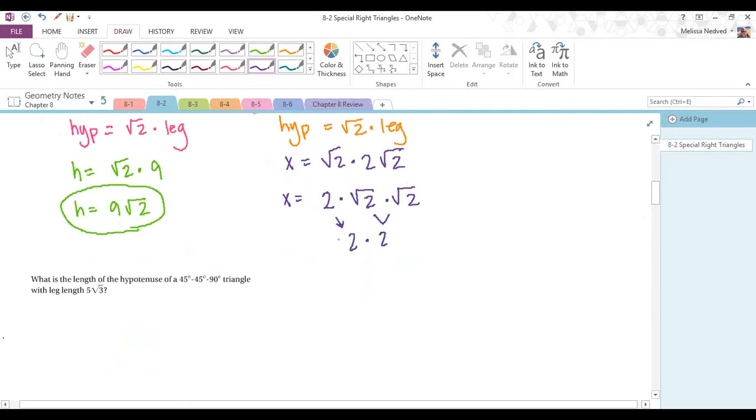And then don't forget about the 2 that we already had out front. So x is equal to 2 times 2. So our last simplification, we're just going to do that multiplication, and our x value is 4. So my leg had a length of 2 root 2. My hypotenuse then had a length of 4.